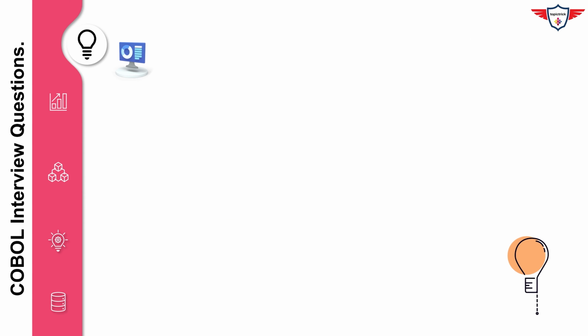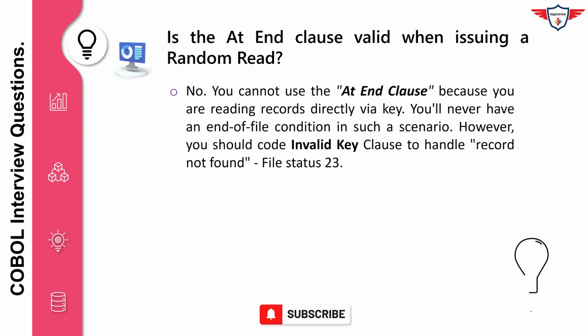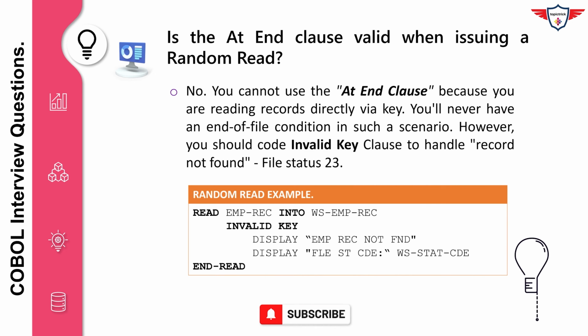Is the AT END clause valid when issuing a random read? No. Because you are reading records directly, you will never read till the end of file. You can, however, code the INVALID KEY clause to detect exceptions such as record not found. That is file status 23.